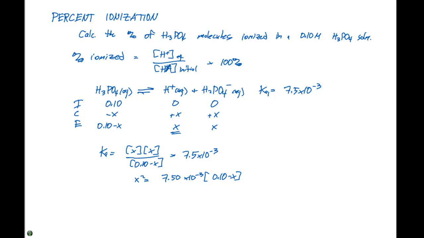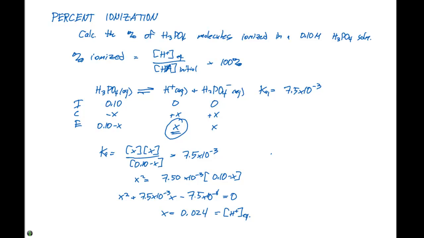If we rearrange this equation here, that's going to give us X squared plus 7.5 times 10 to the minus 3 X minus 7.5 times 10 to the minus 4 equals 0, and our X is going to equal 0.024, which equals the concentration of H plus at equilibrium, because that's what we defined X to be up here in this ICE table.